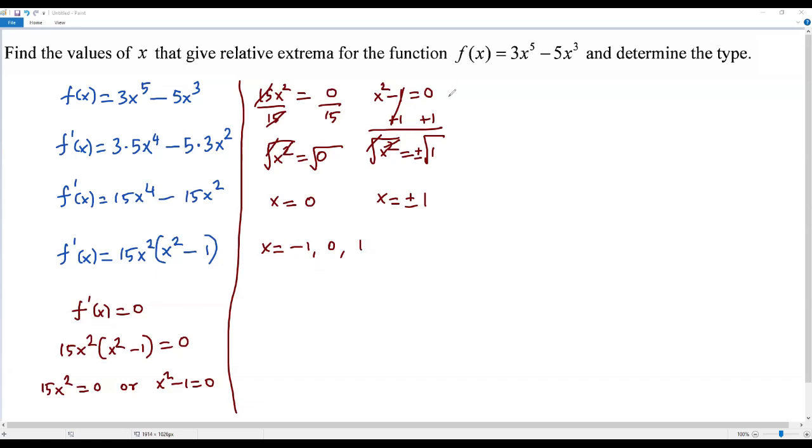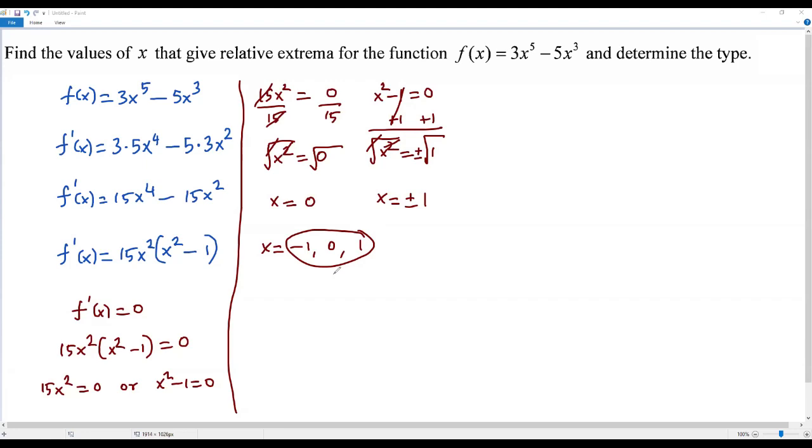Before that, we have to check the domain of the given function. On the right side of the function f of x, we have a polynomial. Since it is a polynomial, it is defined for all real values of x. So the domain of the function f of x is all real values. If I want to consider all these 3 values of x as critical numbers, I have to make sure these 3 values of x must be in the domain of the given function. Since the domain is all real values, all these 3 values are in the domain of the given function. So we can consider all the 3 values of x over here as critical numbers.